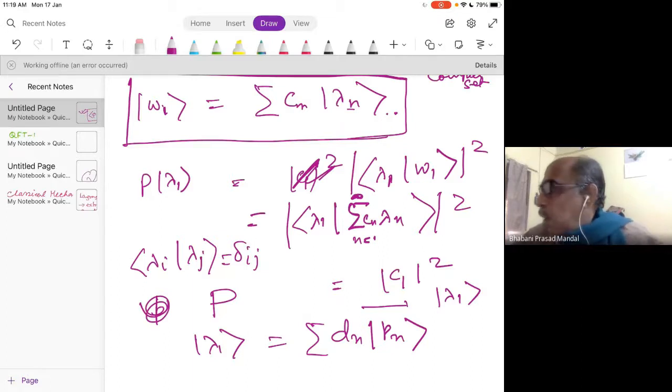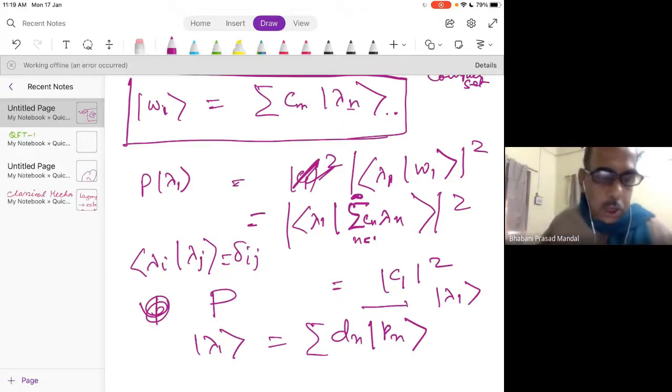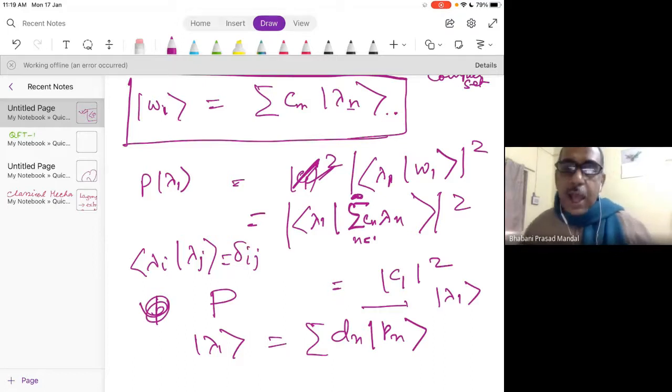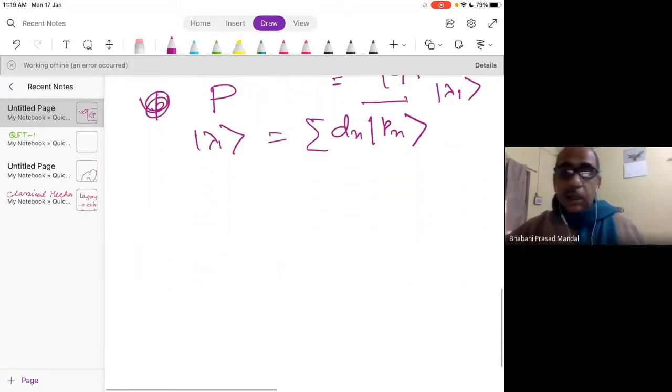Now I'll consider one example from R. Shankar's book. This is a problem, and that will give you some idea how to solve problems. This is a very important problem, and it will clarify a lot of issues. Do you have any question on this? This is the fundamental thing.